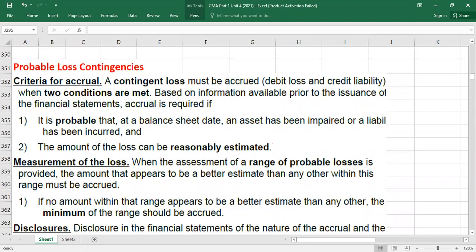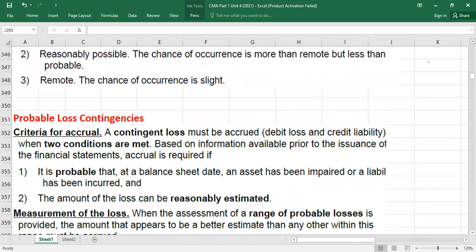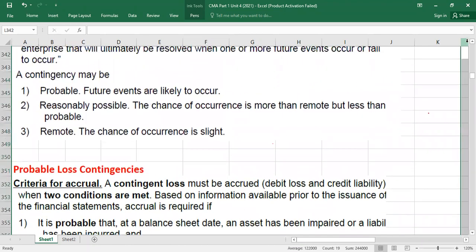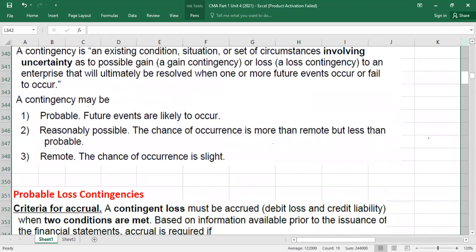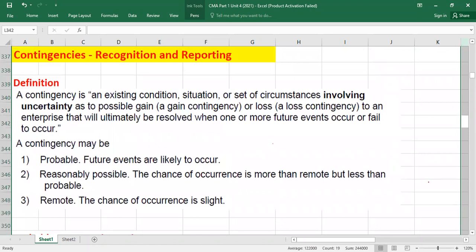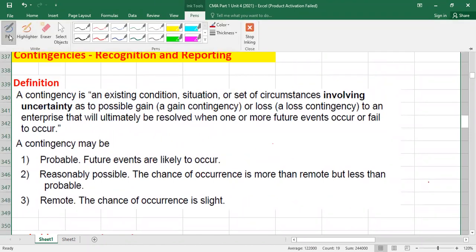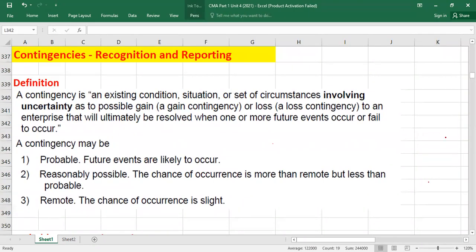Now we are going to talk about another topic from the same topic number 4.1. Here we go. We are talking about now what? Contingencies. Okay, contingencies. Contingencies are what? First, guys, you have to understand this definition. Let me just give you an example first before this definition.